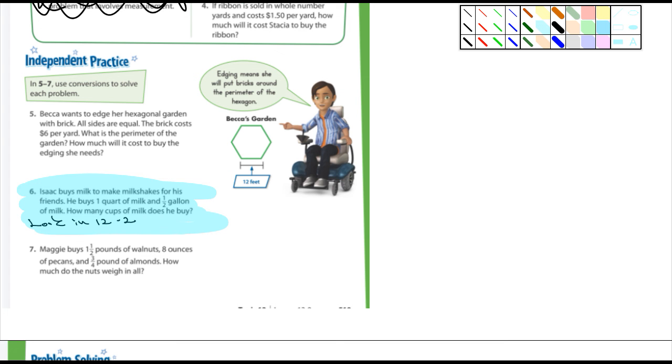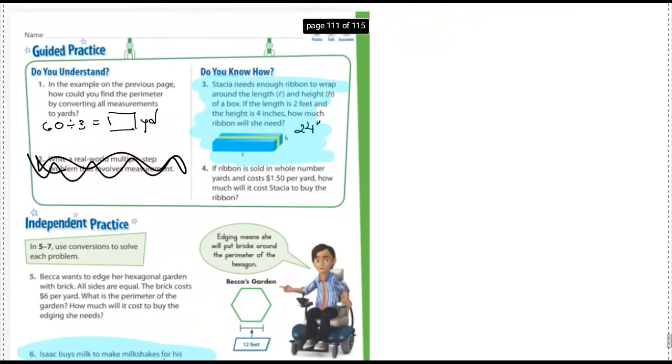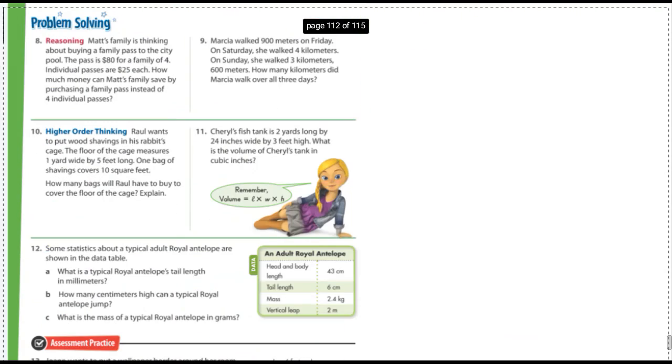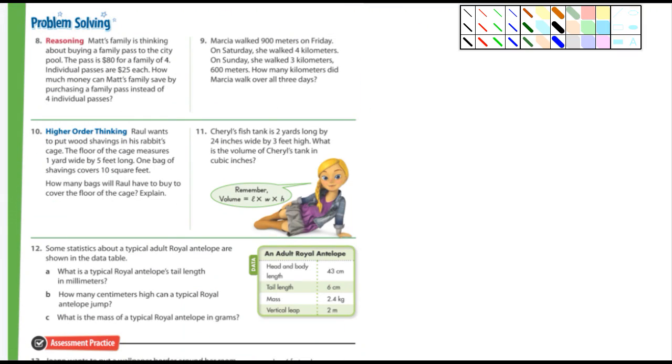Look in 12.2, because at the beginning of 12.2, it tells you that 1 gallon is 4 quarts, 1 quart is 2 pints, 1 pint is 2 cups, and 1 cup is 8 fluid ounces. So that should help you guys out. Okay, so there's 2 I've highlighted. Let's look at the problem solving.